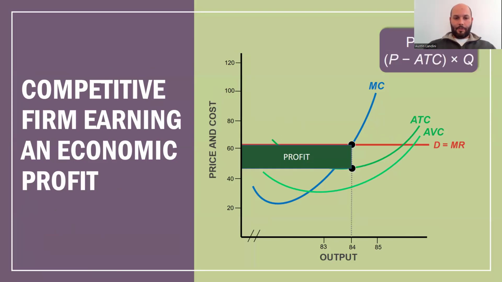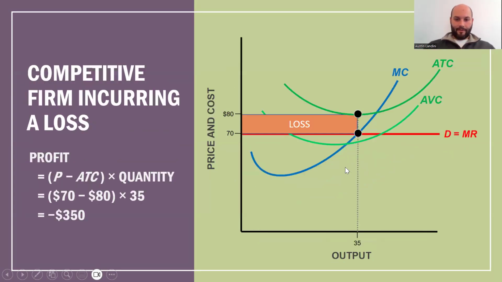All right, so here's an example of a firm earning a positive economic profit. Marginal revenue equals marginal cost at this point, quantity of 84. Here is the marginal revenue, and so this is the price that we're going to get if we sell another unit. This is what it costs us. So there's the profit.